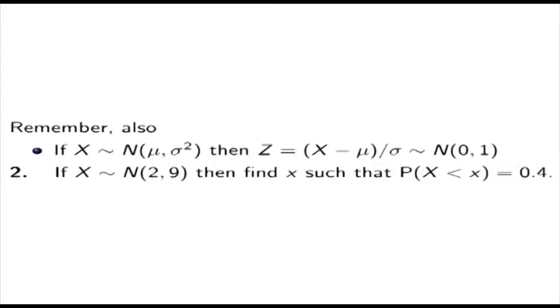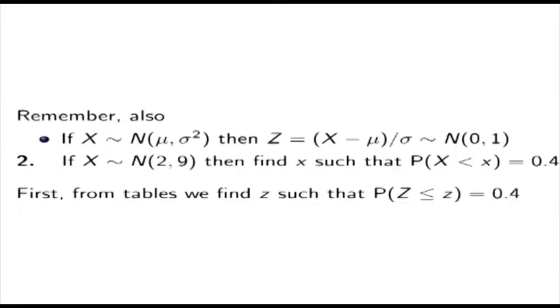Okay, so second question. We're going to suppose that x has a normal distribution with mean 2 and variance 9. And now we're going to try and find little x such that the probability of being less than that little x is equal to 0.4. At this point, we might be a little unsure how to proceed, but what we're looking for is an inverse probability. In other words, we know the probability, and we're looking for the value of x.